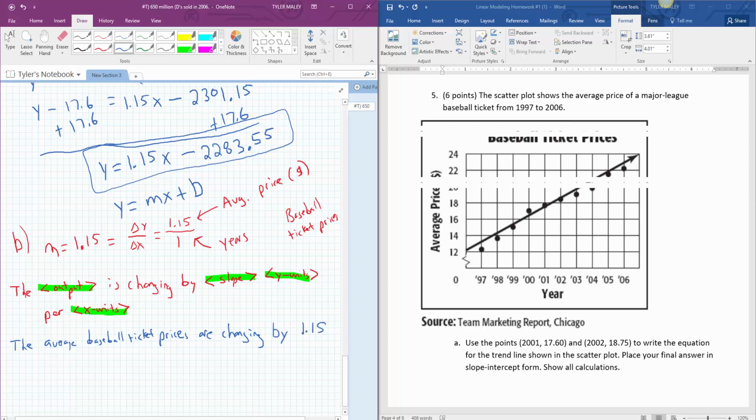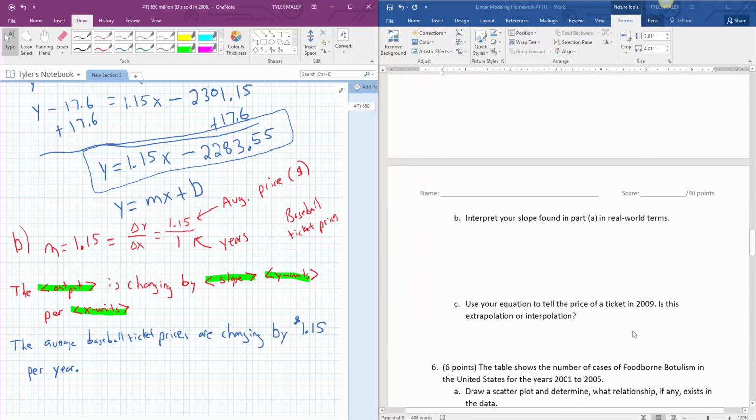So we can even put this in dollars. So by $1.15. So that's my y units, and then per, and then my x units are years. So per year. That's how we can interpret this slope. We're saying the average baseball ticket prices are changing by $1.15 per year. So we can assume that if we increase by a year, my ticket price will go up around $1.15, based on our linear model. Right, good. So there's part B.